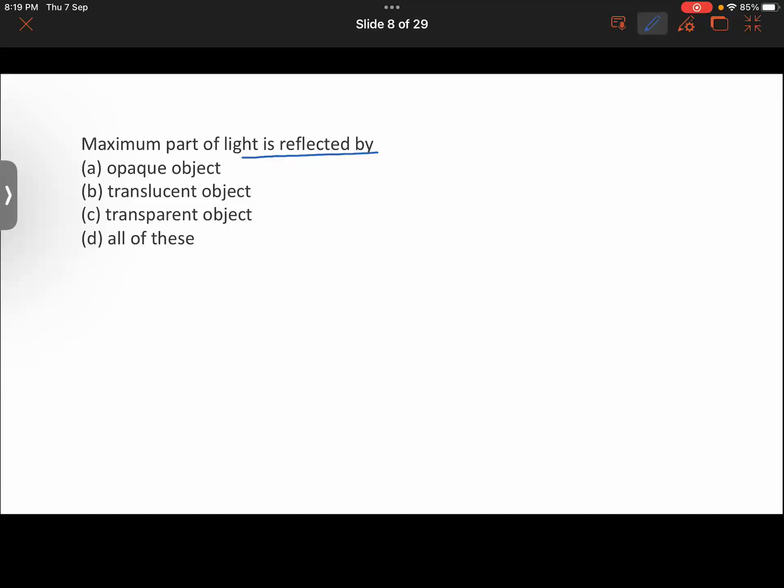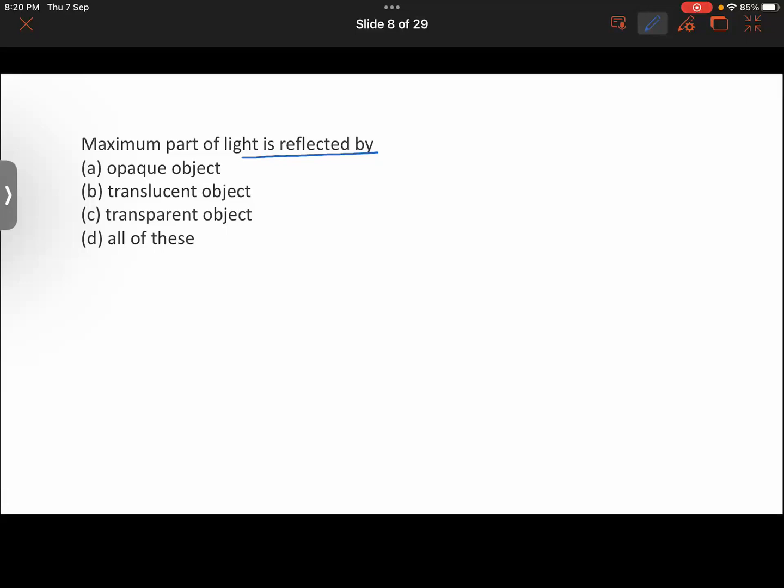Ahmed is here or not? No, sir. He is here. Okay. Ahmed, do tell me the answer. Maximum part of light is reflected by what? Arham, by the way, you answered which one? The first one, opaque object. What about you, Arhan? You answered transparent. Ahmed, quickly give me your answer. Okay, look here. I'm not getting a response.